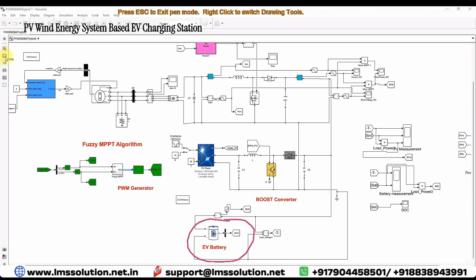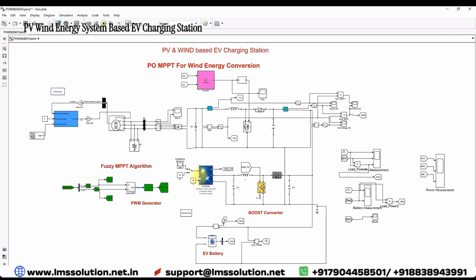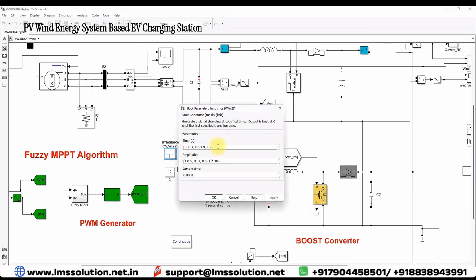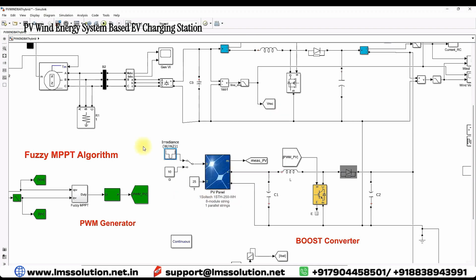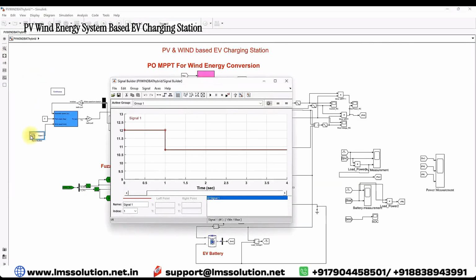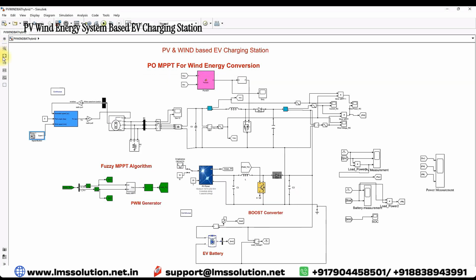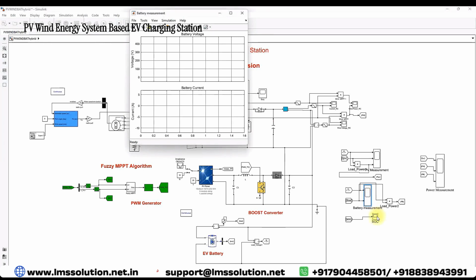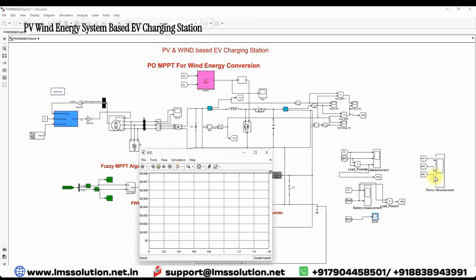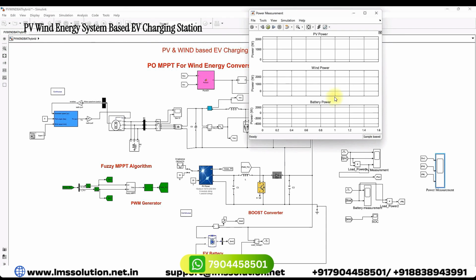Next, here we have different conditions under which the EV battery is charged. Every 0.3 second the irradiation will change from 1000 to 500, then 10, and then again 500 and 1000. And here we are changing the wind speed from 12 to around 10.8 meters per second after 1 second. You have to check the response of the system. Here we can measure the power of wind, the power of PV, the voltage and current of the battery, and the SOC of the battery, and here the power of PV, wind, and battery.